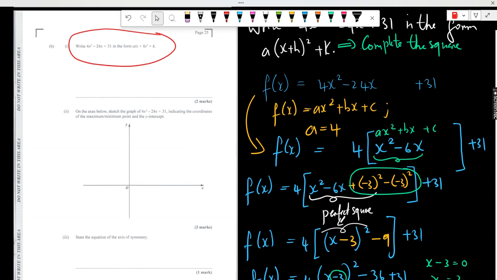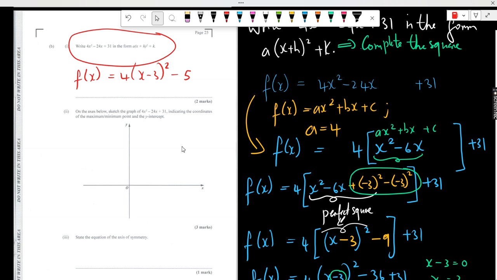All right, so let's go and finish the next part of the question. So we express it in that form. We could say that f of x equals 4 times x minus 3 squared minus 5. All right, the next part looks like we want to do a sketch. On the axis below, sketch the graph of 4x squared minus 24x plus 31, indicating the coordinates of the maximum or minimum point and the y-intercept.